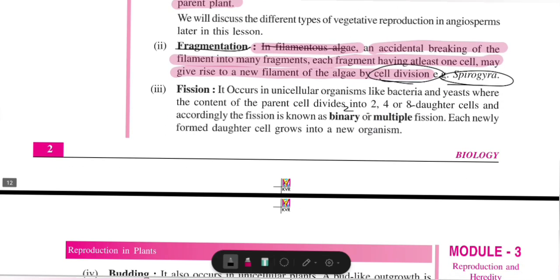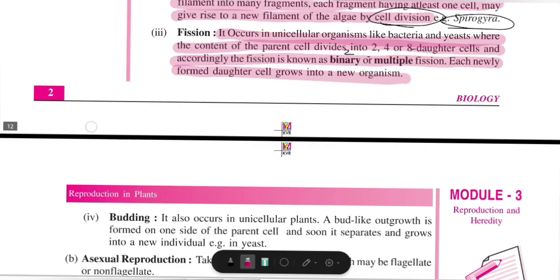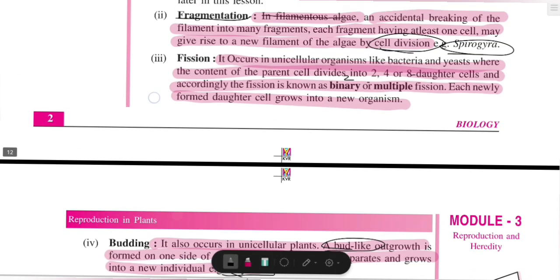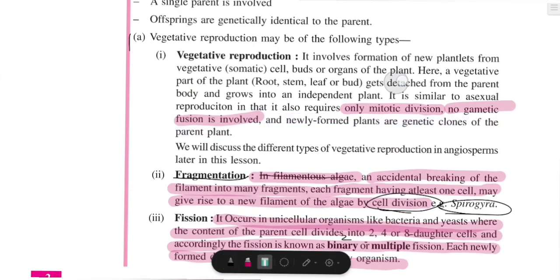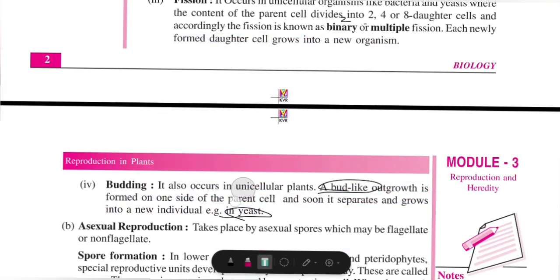Example, we have Spirogyra. Then fission: in unicellular organisms like bacteria, the breaking of the cell into 2, 4 or 8 daughter cells is known as binary or multiple fission. And finally, budding occurs in unicellular plants. A bud-like outgrowth is formed on one side of the parent cell, and it separates and grows into a new individual. Example in yeast. Obviously, this is a very easy topic. No need to go into so much detail. Let us move on to the next part.